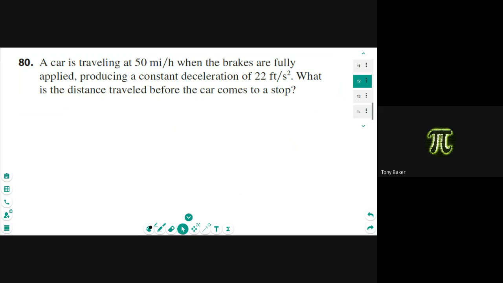Ask her a question. Yes. Is acceleration negative? Does decelerating? Yes. Interesting.